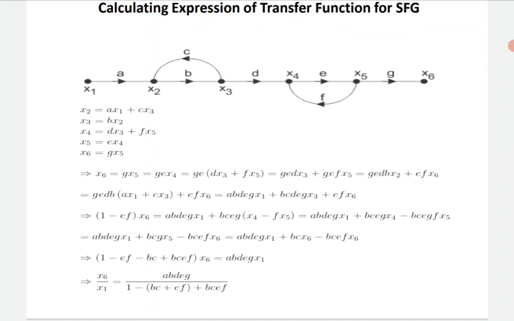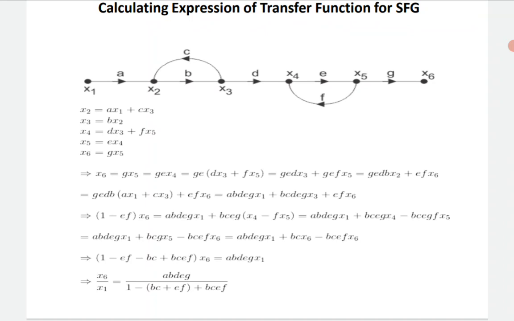Now delta 1 is due to the presence of the first forward path. So delta 1 will be evaluated like delta, but it should not touch the first forward path. So that will be 1 minus the sum of individual loops plus non-touching loop pairs. In this scenario, when I am treating the first forward path starting from x1 to x6, it touches all the nodes. So on that occasion, I can write delta 1 is equal to 1 minus 0. Other terms will be neglected. So delta 1 is equal to 1.